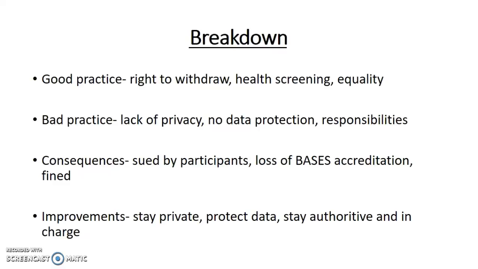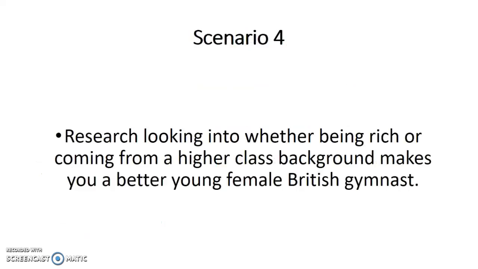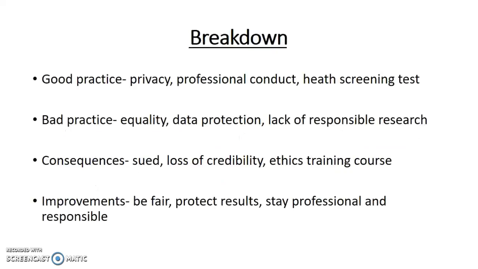when doing the experiment. The final scenario, scenario 4, is research looking into whether being rich or coming from a higher class background makes you a better young female British gymnast. So good practice of this would be privacy, obviously, making sure you keep people private, whether they are rich or not, because this could be very socially and mentally harmful if you were to release this data. Being professional, so being kind and nice about people's backgrounds of whether they're rich or not, making sure they feel comfortable doing the experiment and you're not making fun of them. And a health screening test, making sure they are healthy enough to take part in the performance, and physically healthy to participate.